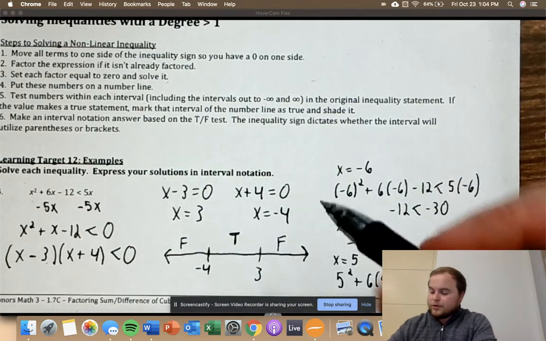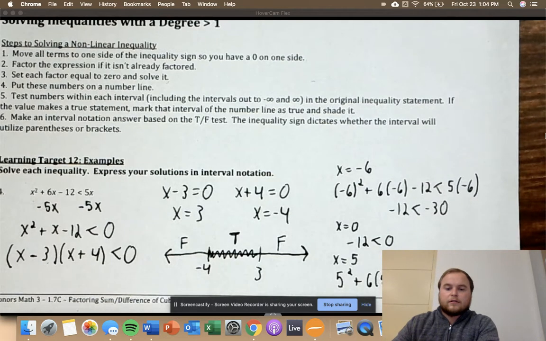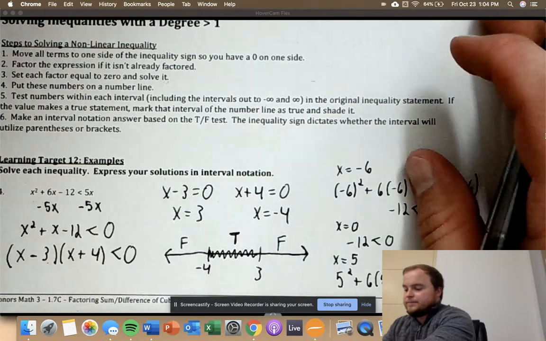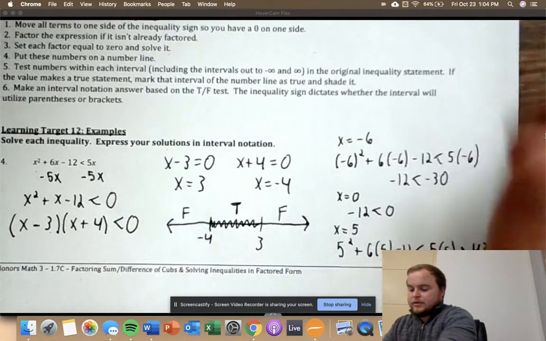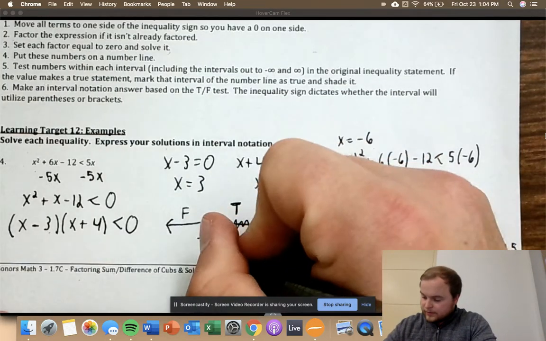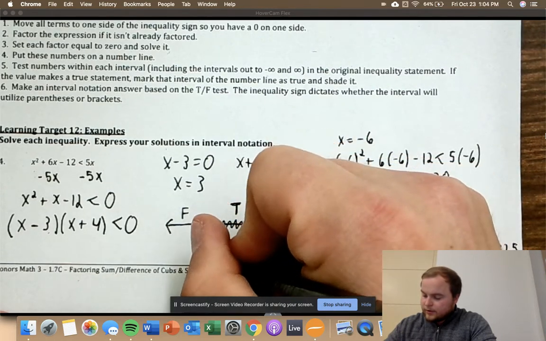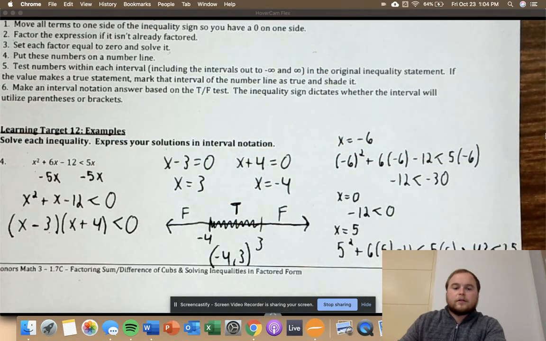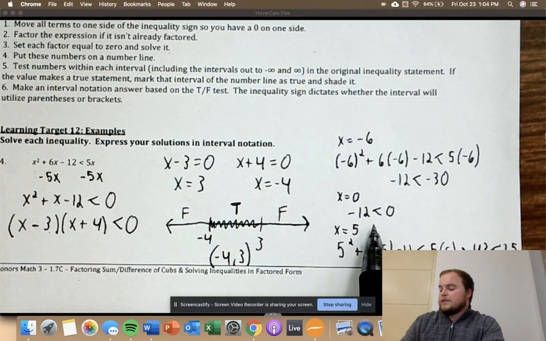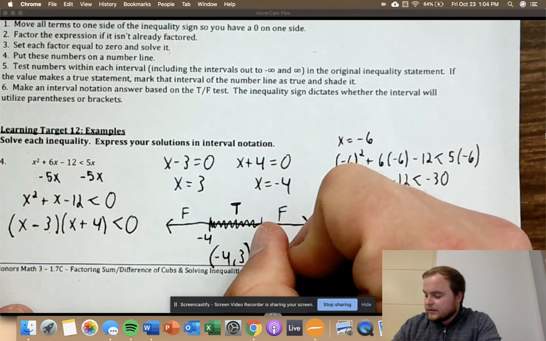So the only portion we care about then is this middle portion. So we would say the domain, expressing the solution in interval notation, would be from negative 4 to 3, and we would put parentheses around that, because we have this less than sign. It's not less than or equal to, so we want parentheses.